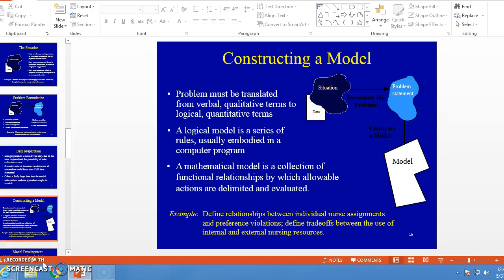The next one is constructing a model. Problem must be translated from verbal, qualitative terms to logical, quantitative terms. A logical model is a series of rules usually embodied in a computer program. A mathematical model is a collection of functional relationships by which allowable actions are delimited and evaluated. For example, define the relationship between individual nurse assignments and preference violations. Define the trade-off between the use of internal and external nursing resources.